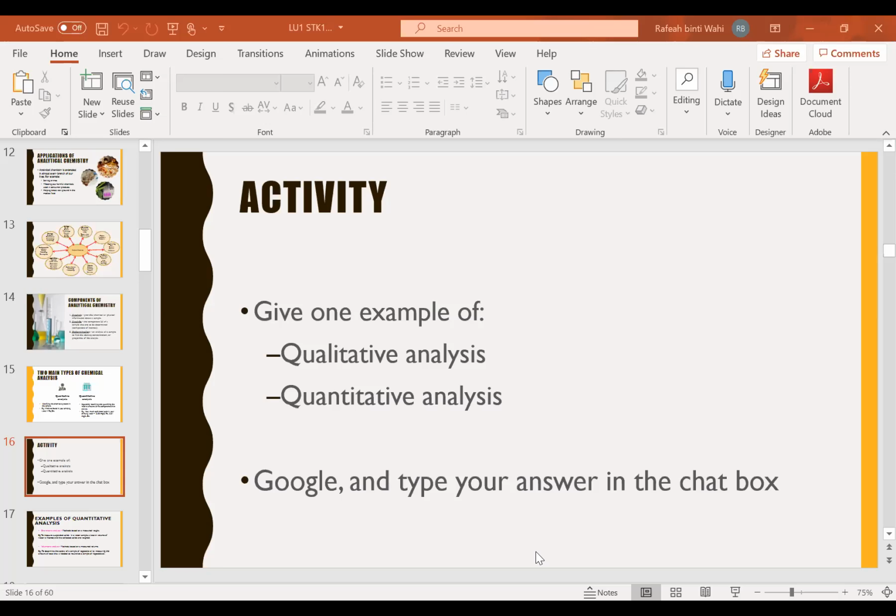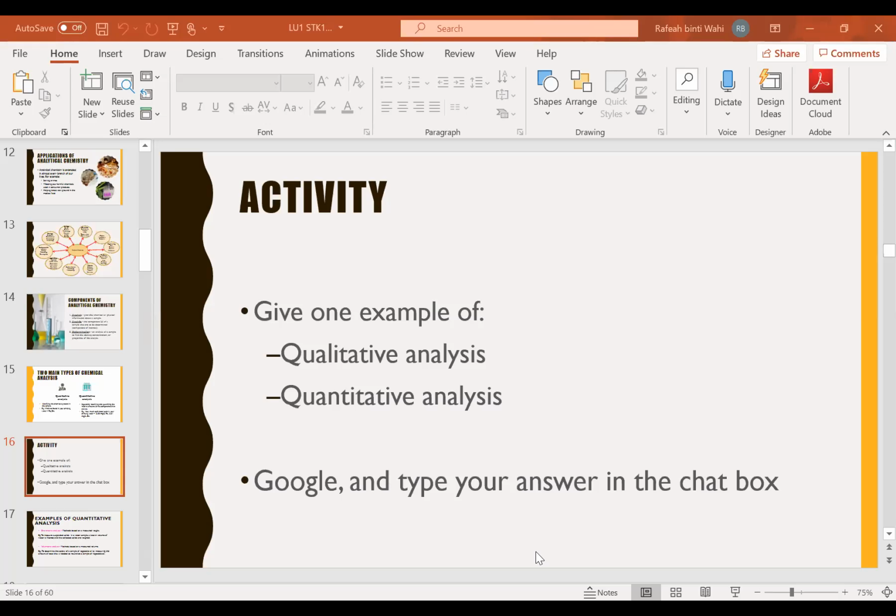Joel says quantitative color, gender, qualitative height and mass. Can we have, Joel, examples in the form of an analytical chemistry context here? Maybe you would like to try again after this, Joel.